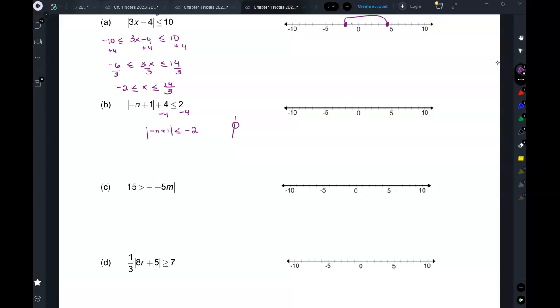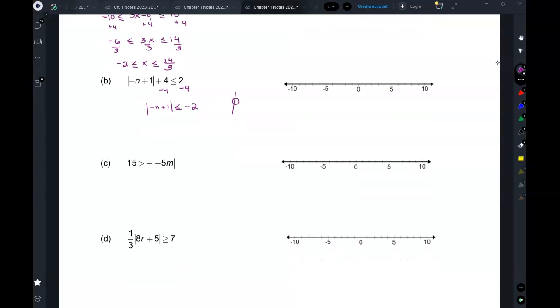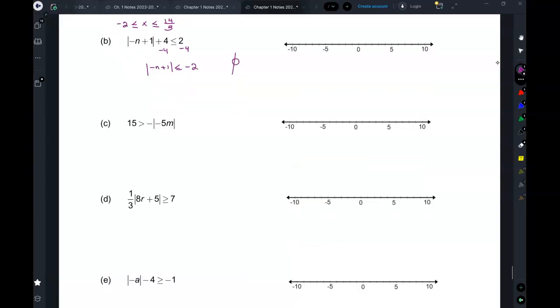Question though, since it's negative n, wouldn't it switch once you multiply by 0? Right, but the negative is inside the absolute value.